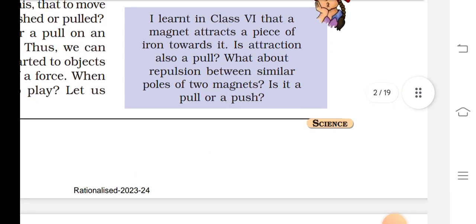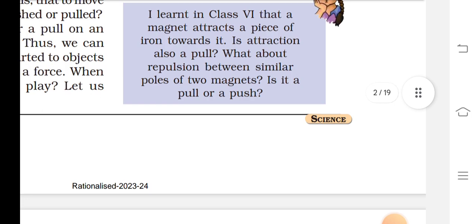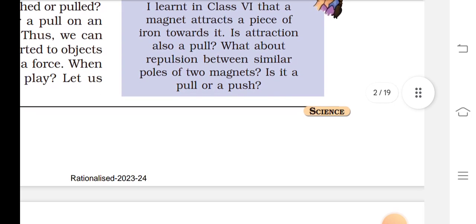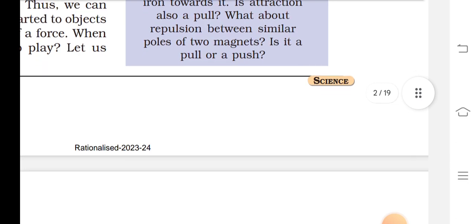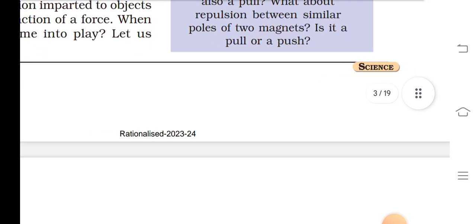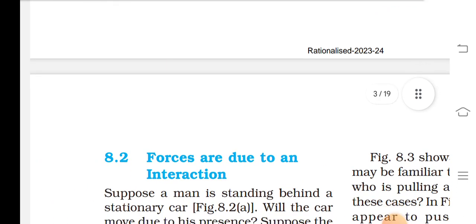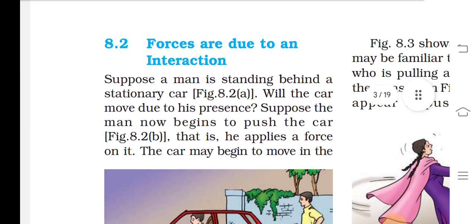You learned in class 6 that a magnet attracts a piece of iron towards itself. Attraction is also a pull. What about repulsion between similar poles of two magnets? It is a push or pull. Forces are due to an interaction.